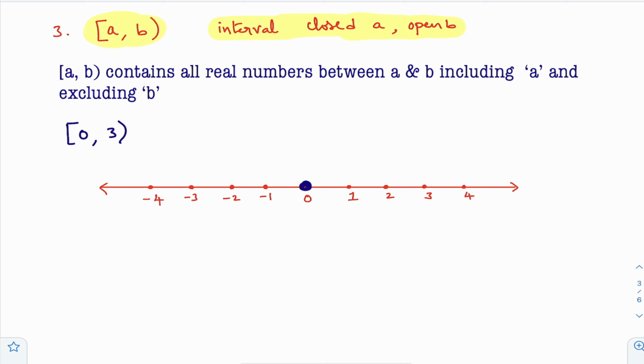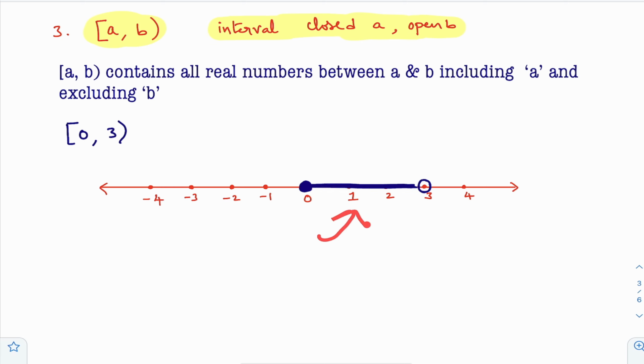At 0, you draw the dark circle that indicates that 0 is included. 3 is not included because this is open 3. So at 3, you draw one open circle like this. It indicates that this point is not a part of the solution. Now you join, you observe this part is there, the blue color part. What is this part?